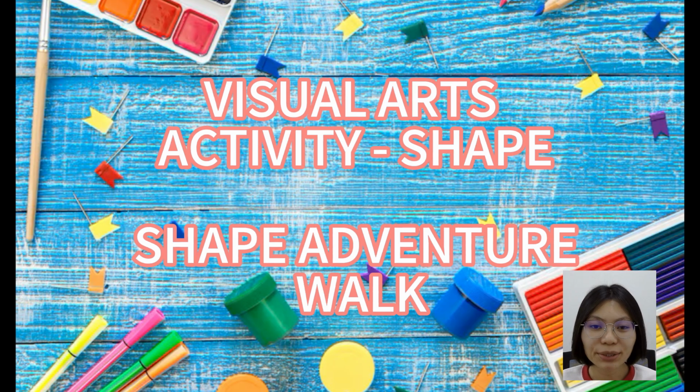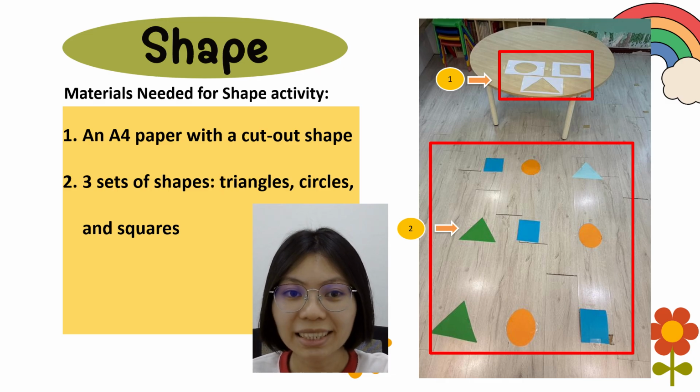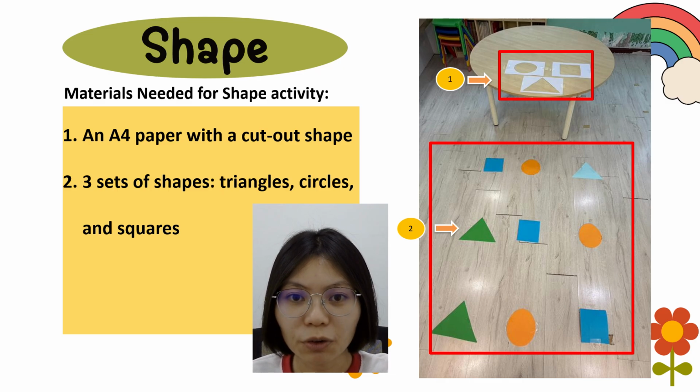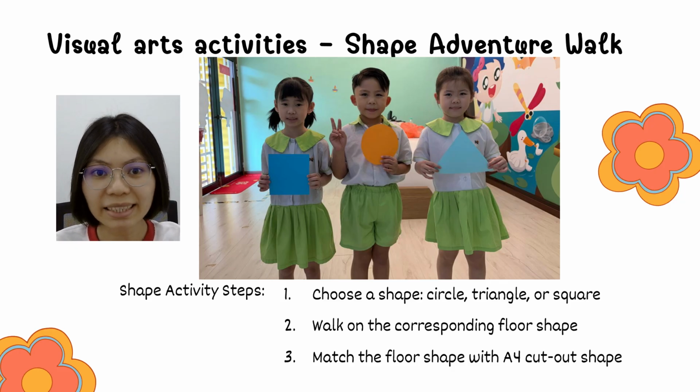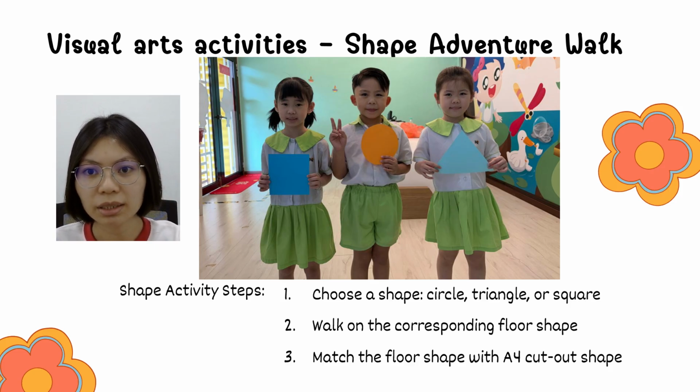Hello children! Today we are going to do a fun activity called Shape Adventure Walk. First, I will show you the materials, A4 papers with cut-out shapes and floor shapes. In this activity, we will explore shapes by moving and matching. You will get to choose 3 types of shapes: circle, triangle, and square, and then walk on the shape that matches the cutout on the A4 paper. It's like going on a little shape adventure.